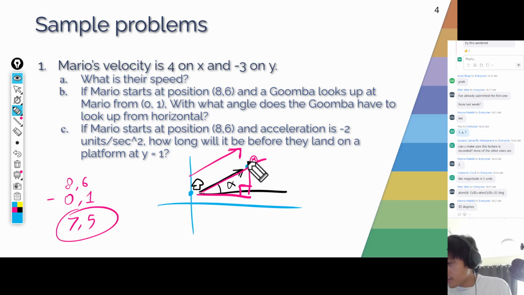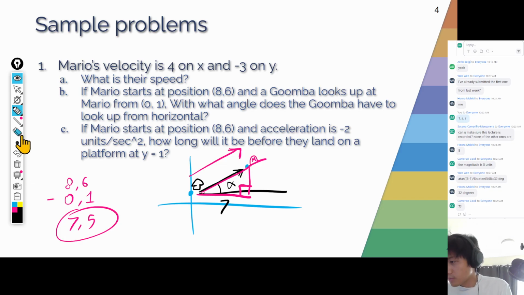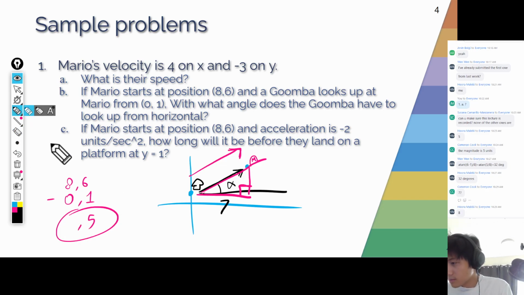So what's 7, 5? That would be the side lengths of these triangles. So that means this is 7 horizontal. Sorry, why did I write it that way? 8. I don't know why I wrote that. So this is 8, and this is 5. Okay? The difference in x position is 8. The difference in y position is 5.